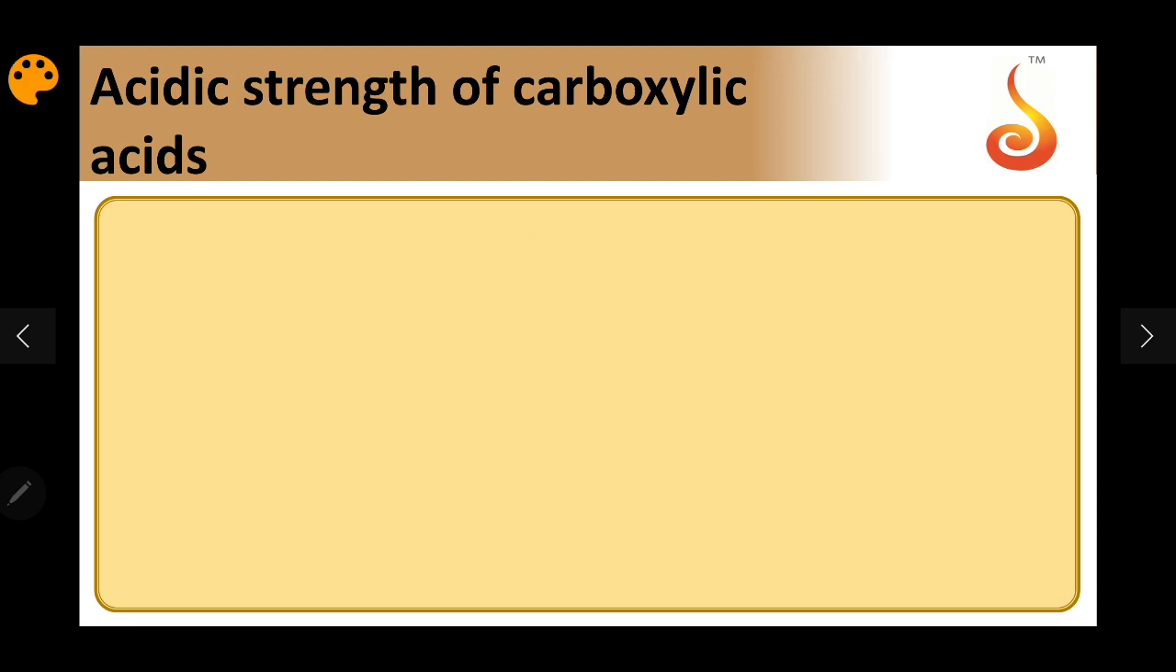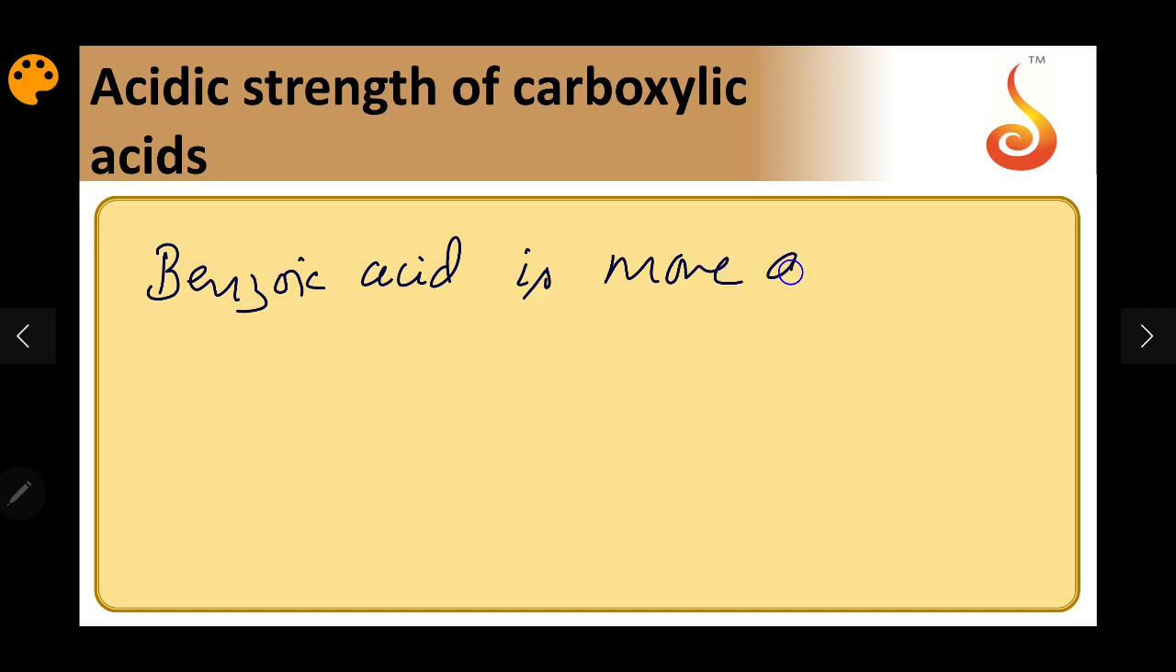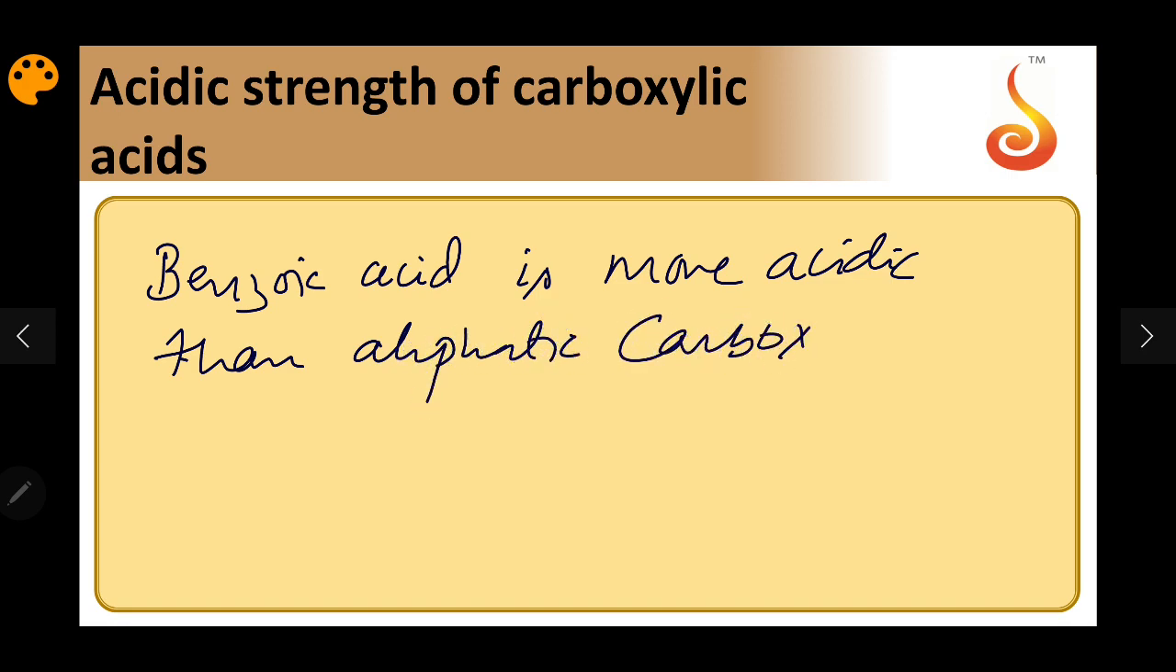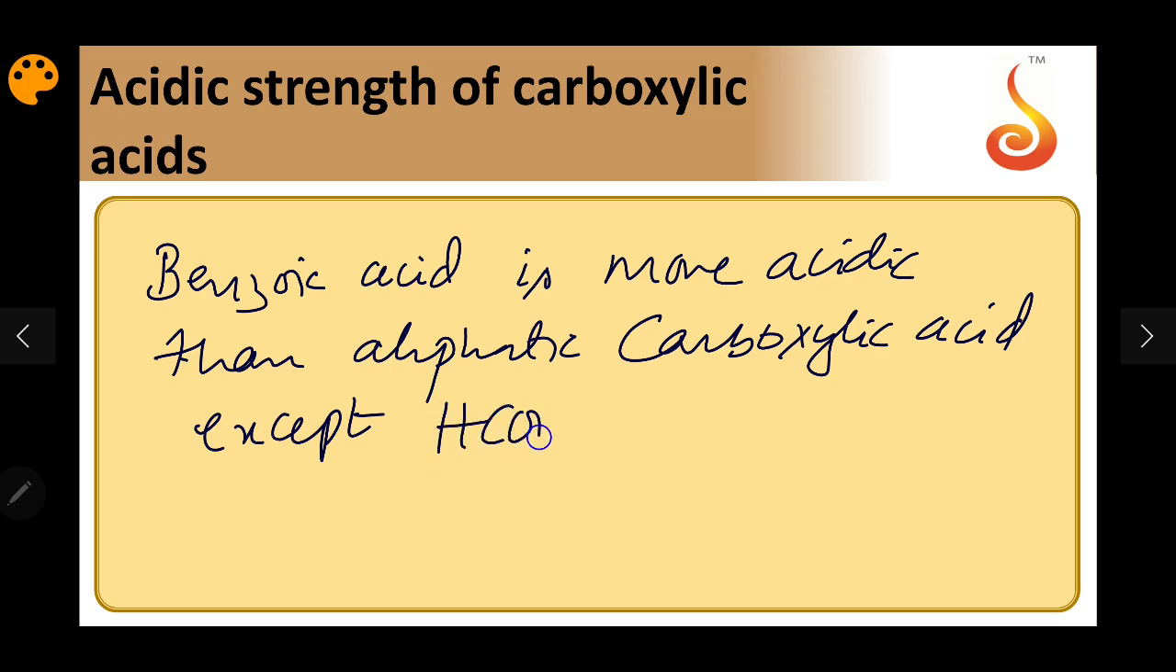If I take aromatic carboxylic acid, benzoic acid is more acidic than aliphatic carboxylic acid, except HCOOH. This is very important. Formic acid is the strongest acid among all carboxylic acids.